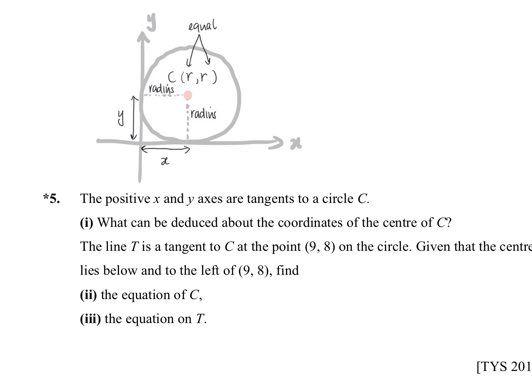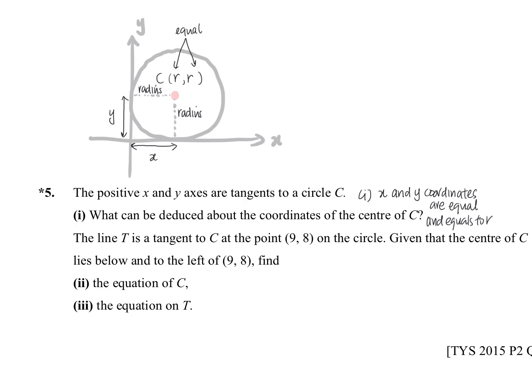Okay, so this is part 1. You will tell me that the x and y coordinates are equal, and equal to r, your radius. So this is what you know.